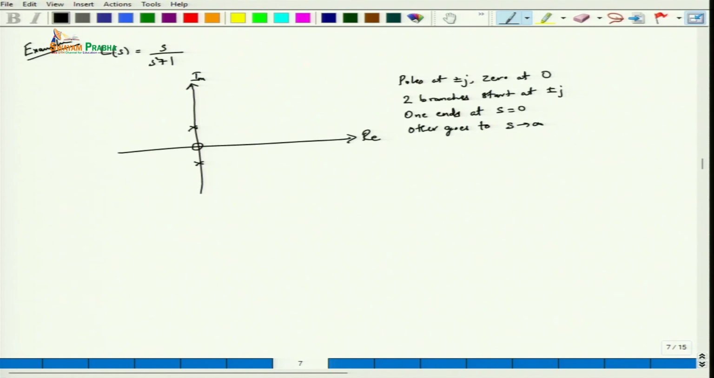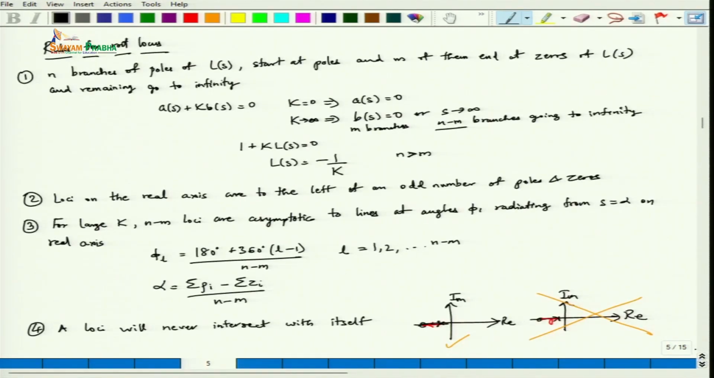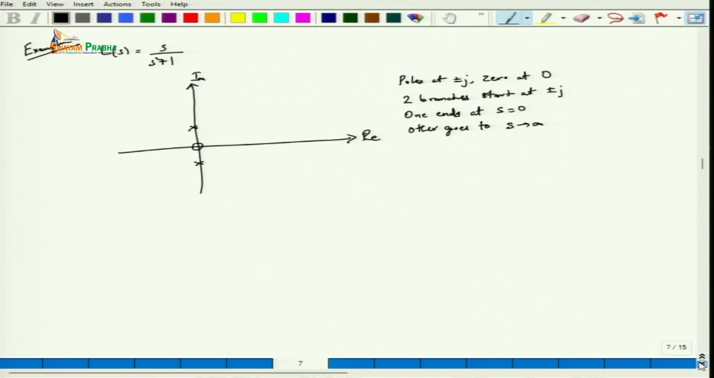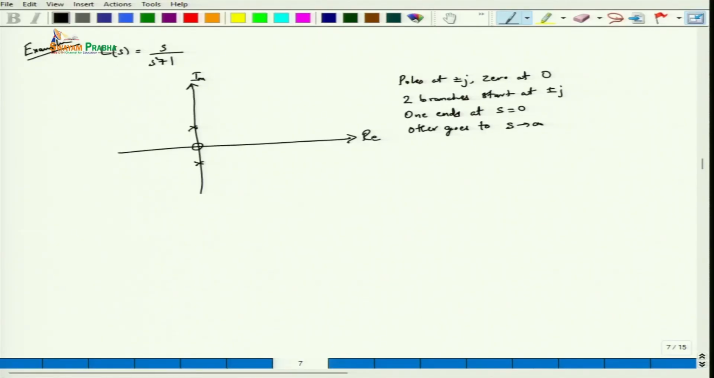Now coming to the part of locating, the second rule mentioned how we can determine what part lies on the real axis. If we look at the positive part of the real axis, there are no poles or zeros on the right hand side, so this part does not come within the root loci. Whereas if we look at the negative part of the real axis, the number of poles and zeros, if we sum them up, is equal to 3, which is an odd number.